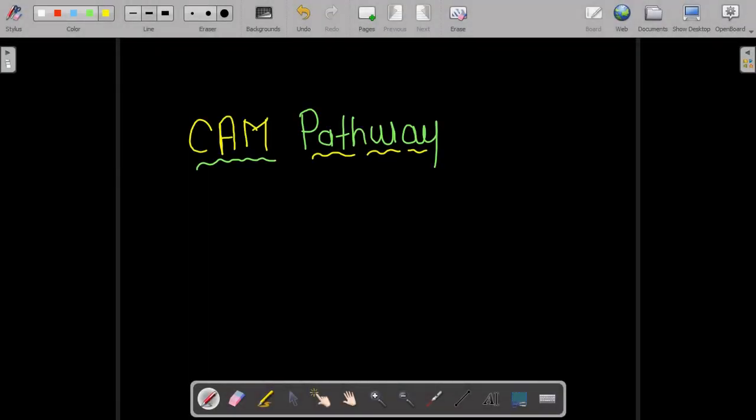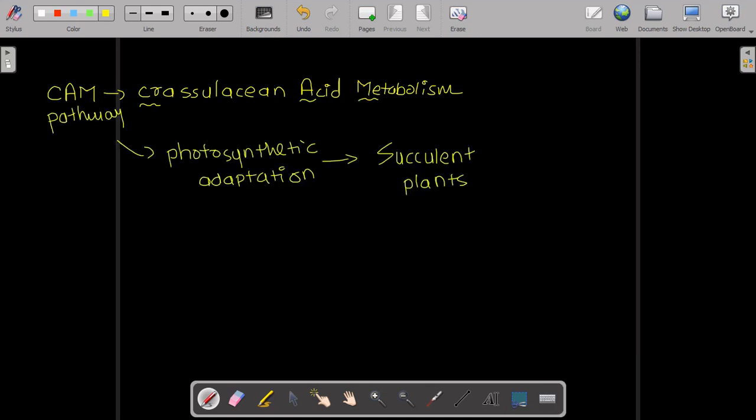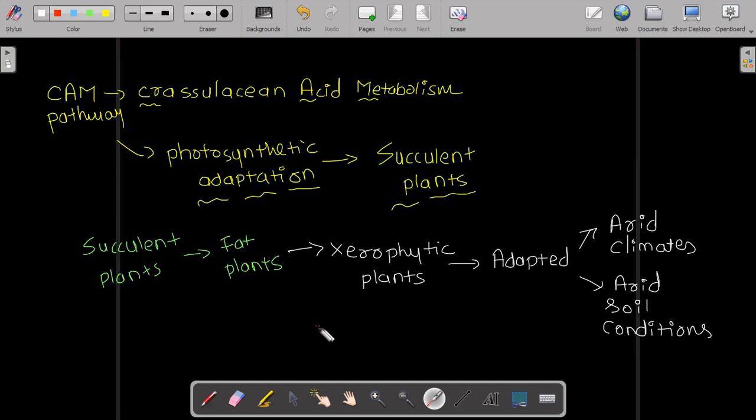CAM pathway. Now this CAM stands for crassulacean acid metabolism. This CAM pathway is just a photosynthetic adaptation in succulent plants. These succulent plants are also known as fat plants. These succulent plants or fat plants are xerophytic plants which are adapted to arid climates and arid soil condition.